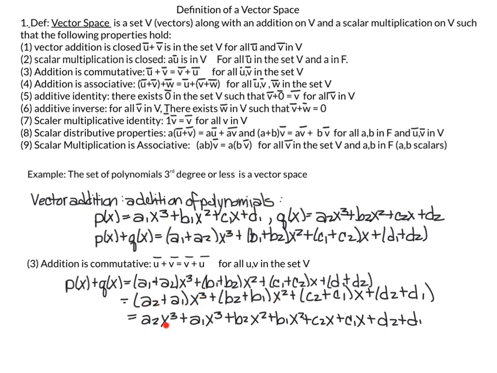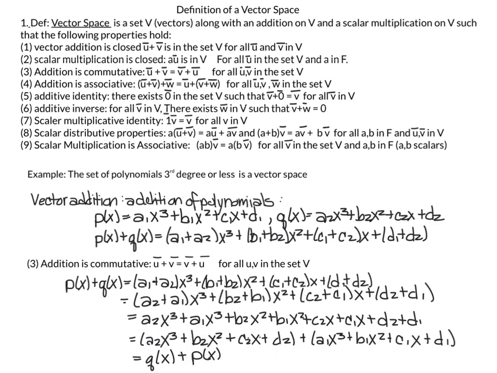So you have a2 times x^3, a1 plus x^3, b2 times x^2, b1 times x^2, c2 times x, c1 times x, and then d2 plus d1. Now I can group according to whether we're p or q, and the p polynomial has the coefficients with the 1 subscript, q has the coefficients with the 2 subscripts.